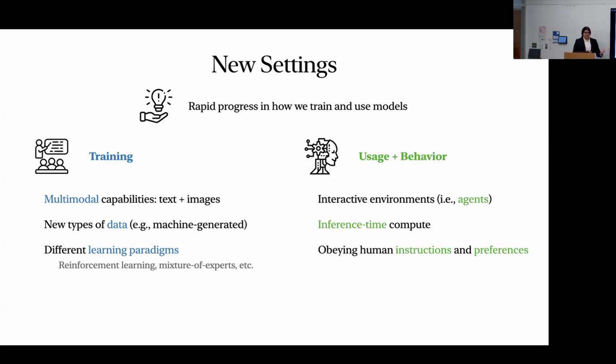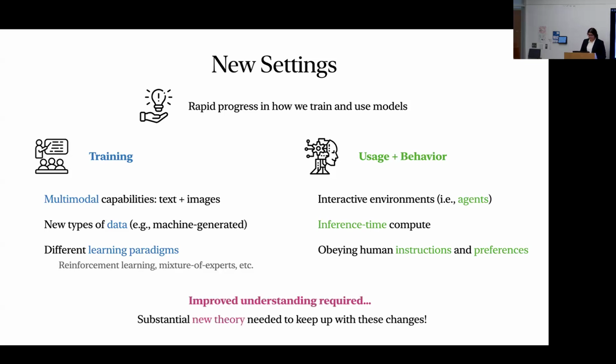And finally, we're always interested in ensuring that these models can obey human instructions and show the preferences that we have. On both sides, and for all of these trends, we need an improved understanding. The cost of training models is still very high and is still getting higher. So it would be nice if we could do the same thing and develop prescriptive theories for all of these new settings.